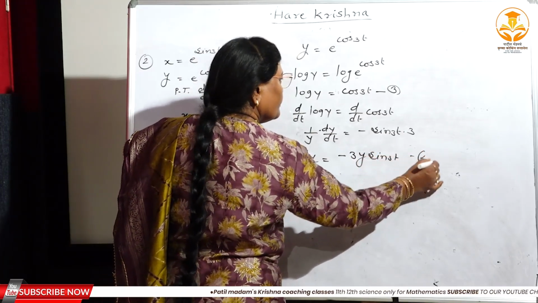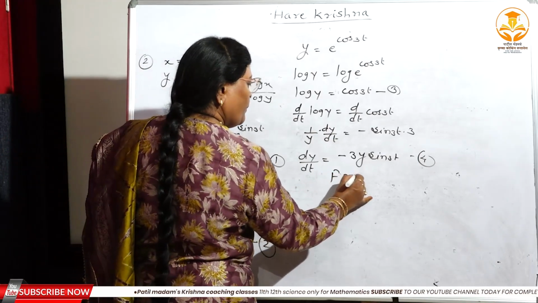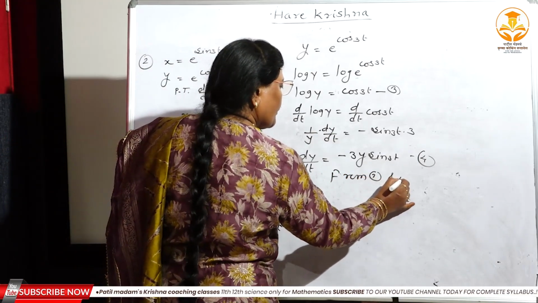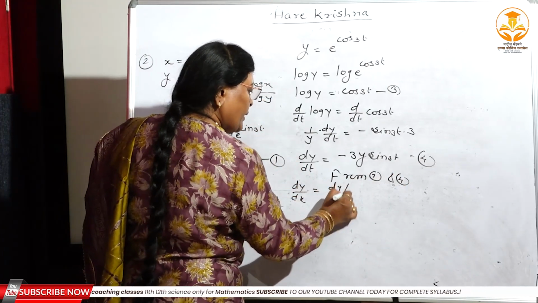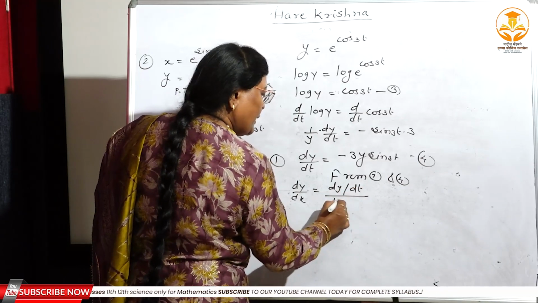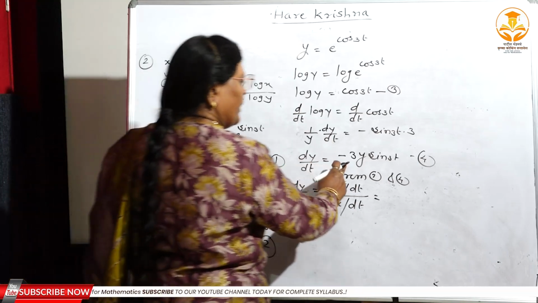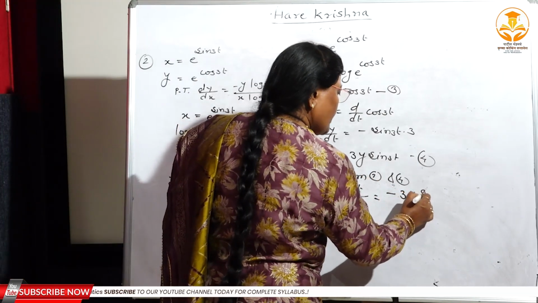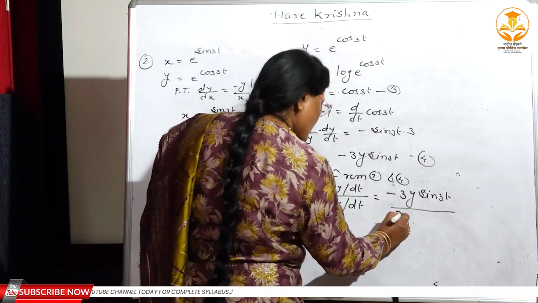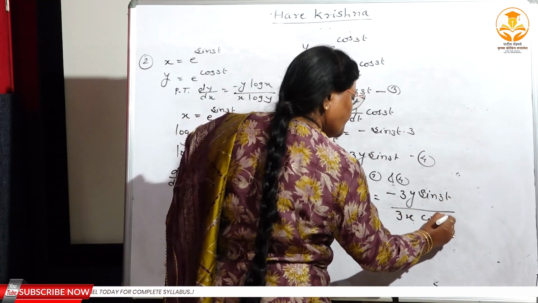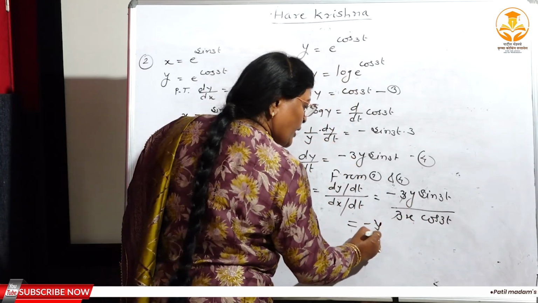This is the fourth. Again, from second and fourth, dy by dx is equal to dy by dt divided by dx by dt. Again, what is dy by dt? Dy by dt is minus 3y sin 3t, and divided here, this is 3x cos 3t. The 3 gets cancelled, but in your answer there is an inclusion of a log.